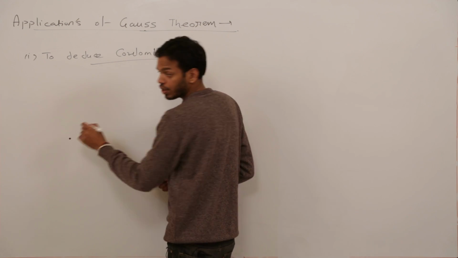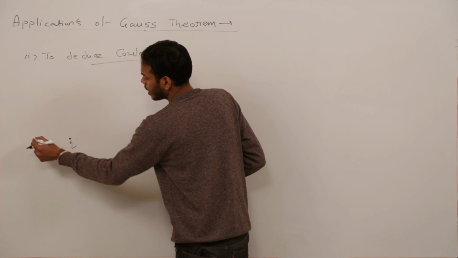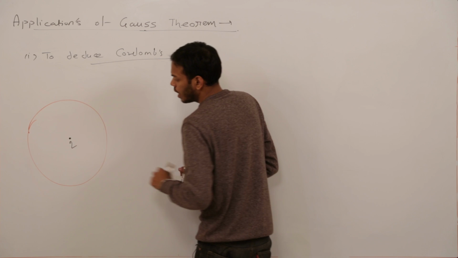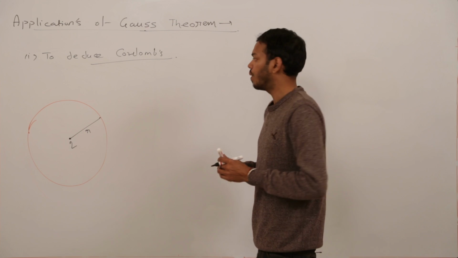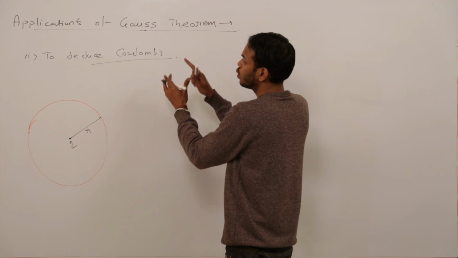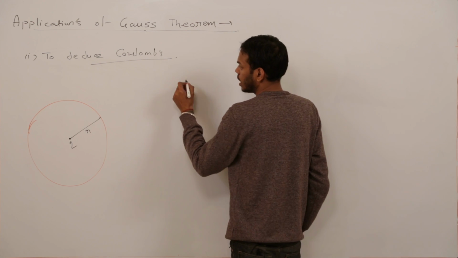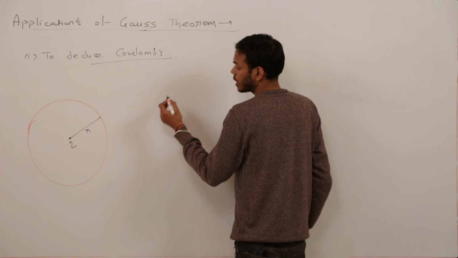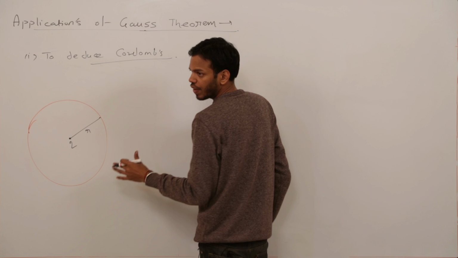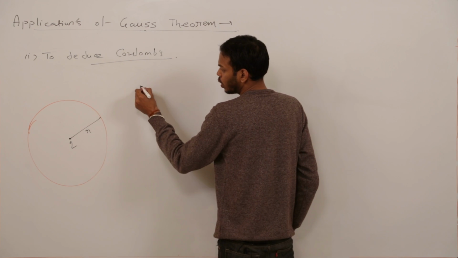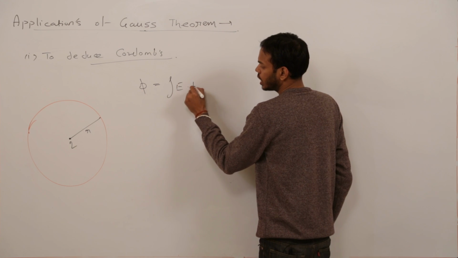Consider a charge q. This would be my introductory line. Consider a charge q having a spherical Gaussian surface of radius r. What is the first step I would do to use this application? First, I'll find the value of E dot ds, that is the value of flux. To calculate the flux, I start with: consider a charge q having a spherical Gaussian surface of radius r. Let the total flux from the charge be given by E dot ds.